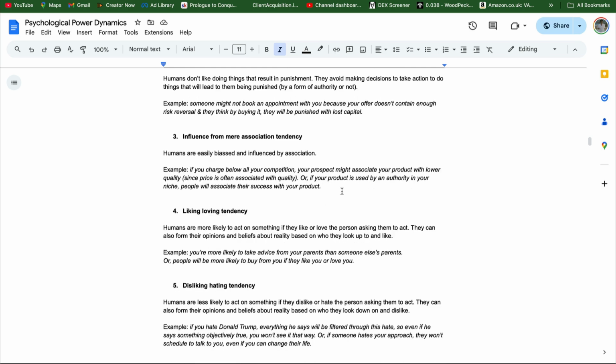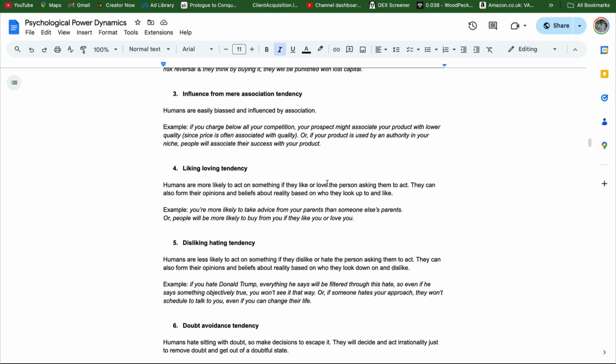So you can effectively create a moat around your product and service by literally utilizing this heuristic.